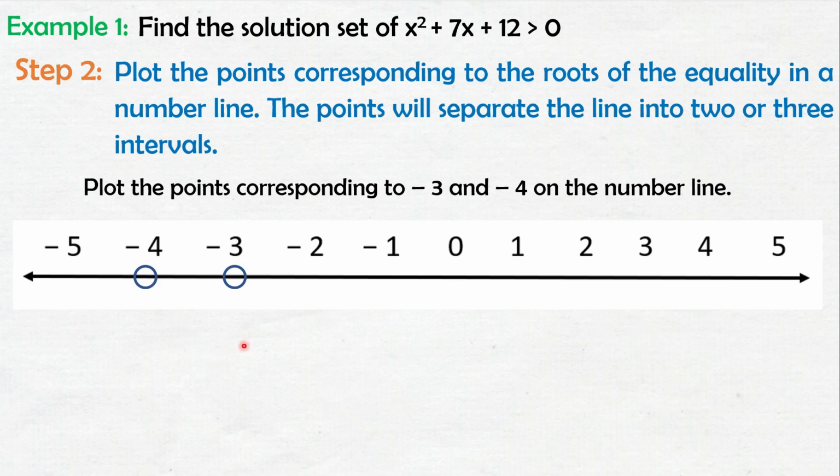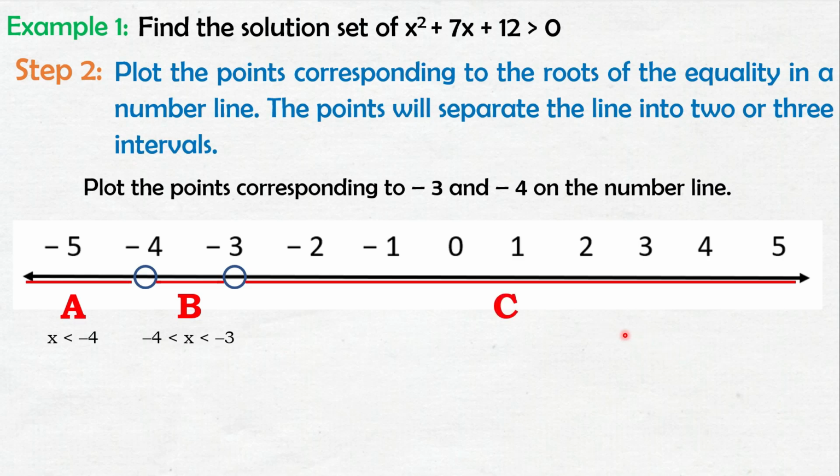Mahahati ngayon itong number line into 3 intervals or 3 regions. So, let's call this region A or itong interval na ito. Tatawagin natin siyang A. And ito yung mga numbers na less than negative 4. So, mga numbers na less than negative 4 ay negative 5, negative 6, up to negative infinity. So, infinite yan. And yung isang region naman natin ay yung region B. Ito yung mga numbers na between negative 4 and negative 3. So, yung mga numbers na greater than negative 4 but less than negative 3.